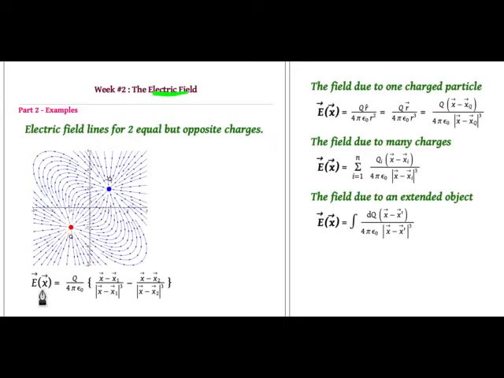And the formula for the electric field at some arbitrary point x in the space is q divided by 4 pi epsilon 0, where this charge is q and this charge is negative q, x minus x1 over x minus x1 cubed. So that's the field due to this first particle. And then minus, for the second particle, which is negative, x minus x2 over x minus x2 cubed.